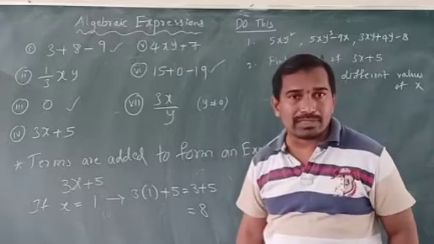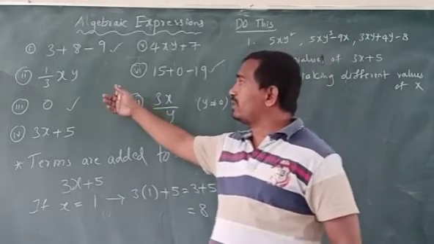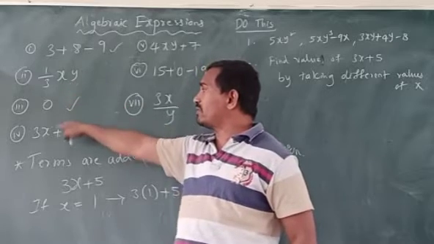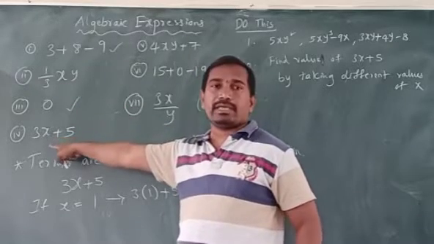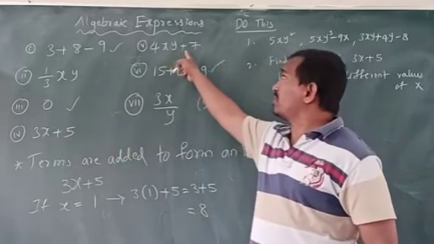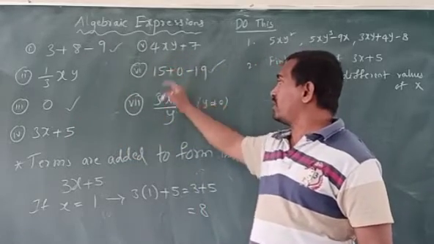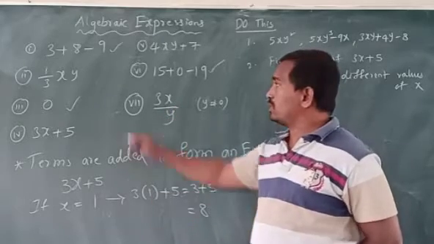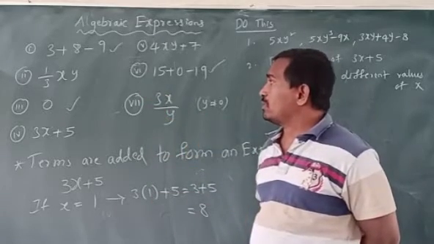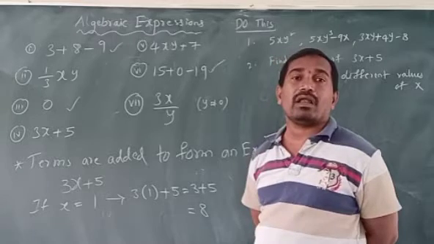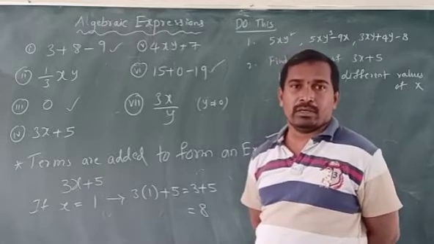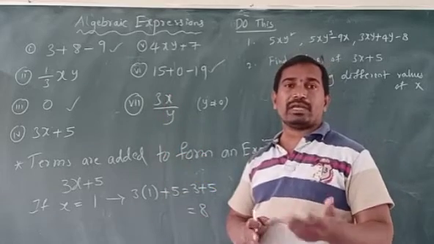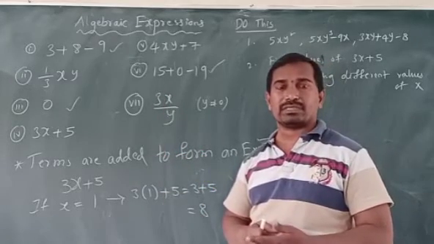There are only numerals. In the remaining ones it is different: 1 by 3xy, so x is a variable, y is a variable; 3x plus 5, x is a variable; 4xy plus 7, x is a variable, y is a variable; 3x by y, x, y are variables. So in the remaining 4, variables are there, so they are called algebraic expressions. Okay? So that is the difference between numerical expressions and algebraic expressions.